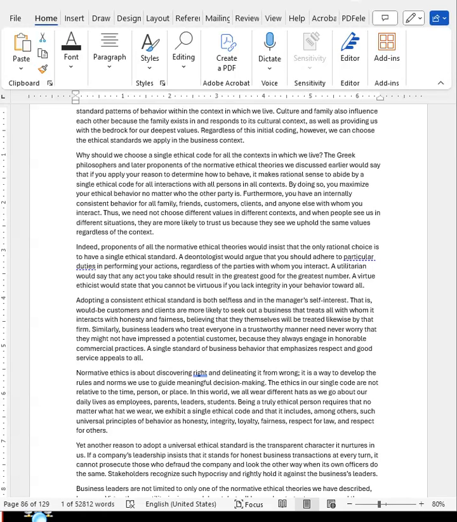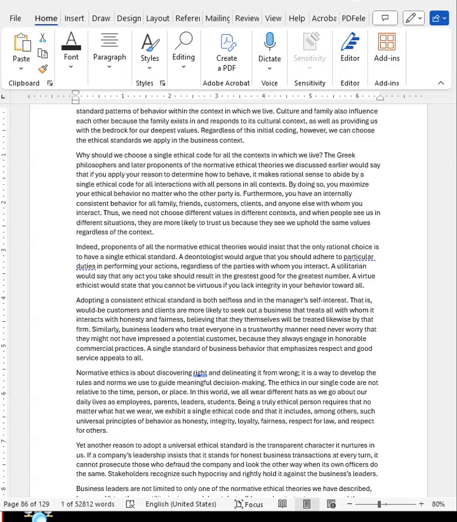If a company's leadership insists that it stands for honest business transactions at every turn, it cannot prosecute those who defraud the company and look the other way when its own officers do the same. Stakeholders recognize such hypocrisy and rightly hold it against the business's leaders.